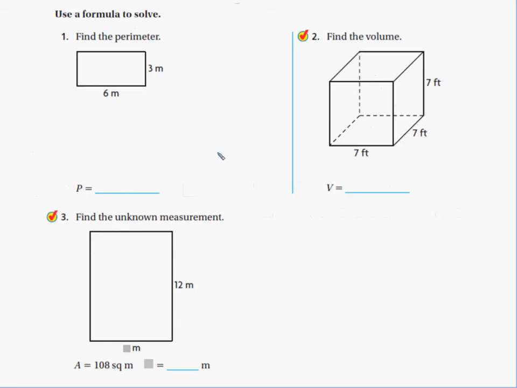So here are some example problems. Find the perimeter. If this is 3 on this side, it must be 3 on this side because a rectangle has 2 congruent sides. They're also parallel. Same with this, 6. So to find the perimeter, I would add all these together. 6 plus 6 is 12, plus 3 is 15, plus 3 is 18.